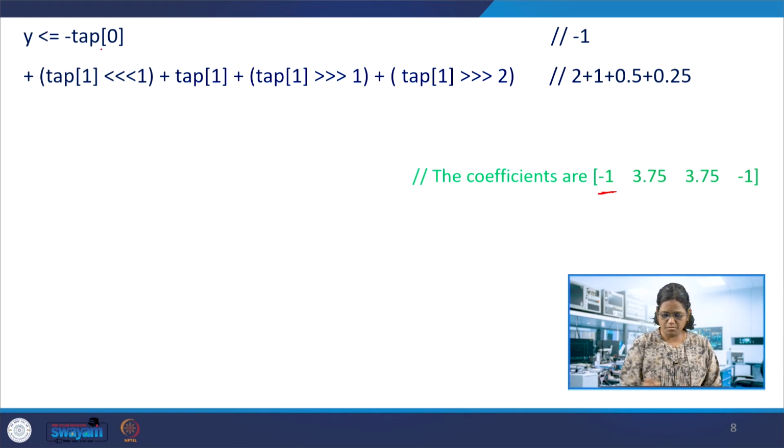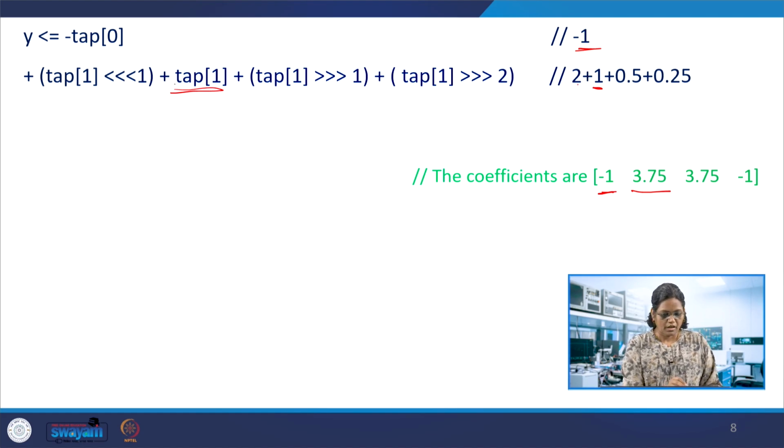So, tap 0 is minus 1 here, and then tap 1 is here 3.75. So, you can see this arithmetic left shift of tap 1, plus tap 1 arithmetic right shift by 1, plus tap 1 arithmetic right shift by 2. So, this essentially represents minus 1, and the value we have in the tap. Supposing it is 1, and if you give the input x, whatever the input, we would take it.